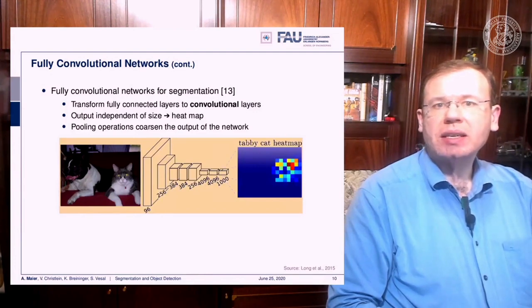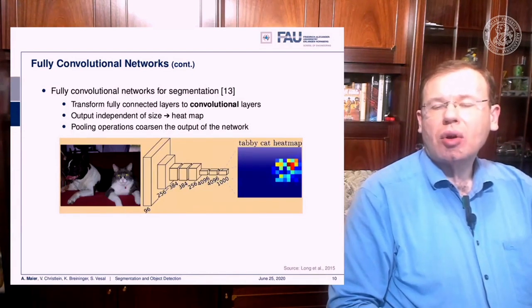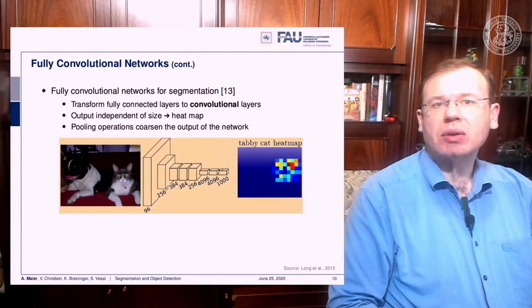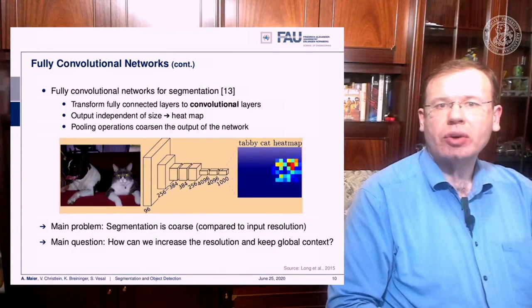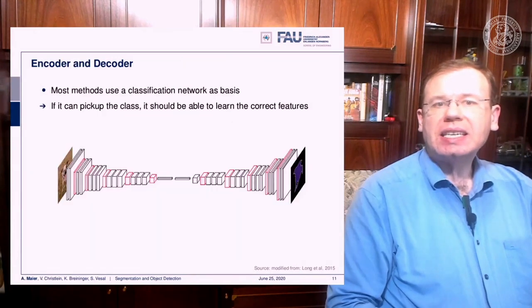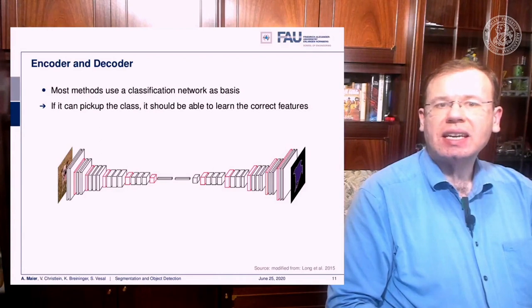We've seen similar ideas already in visualization when we talked about the different activations. So we could also follow this line of interpretation, and then we would get a very low dimensional, very coarse heat map for the class tabby cat. This is of course one way that you can go, but you will not be able to identify all the pixels that belong to that specific class. So you somehow have to get the segmentation or the class information back to the original image resolution. And here the key idea is not just to use a CNN as an encoder, but you also use a decoder.